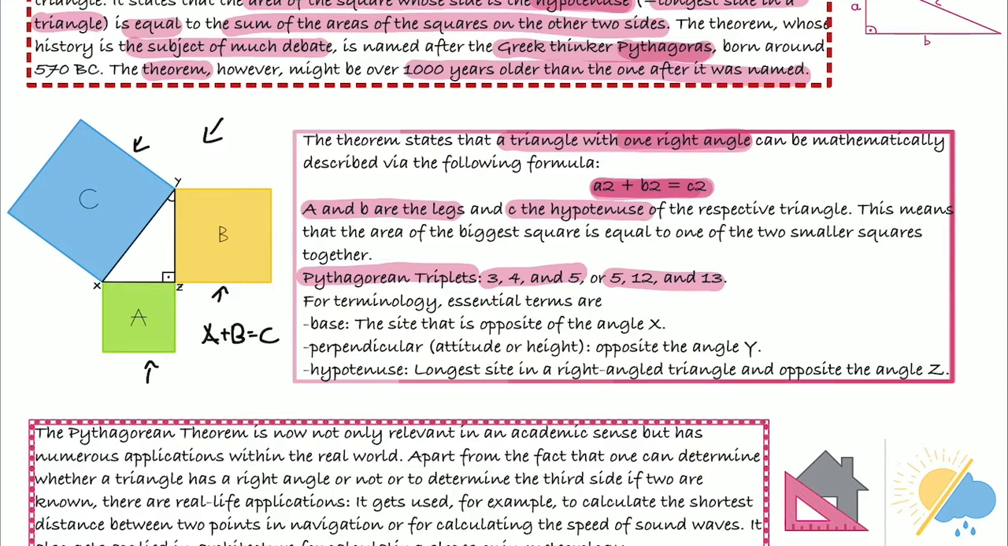So in terminology we have to define another thing, which is the base. The base is the side that is opposite of the angle x, which is depicted here. Then we have the perpendicular or altitude or height, which is opposite the angle y. And the hypotenuse, we have already said that it's the longest side in a right angle triangle. And this one is opposite of the right angle, here depicted as z.